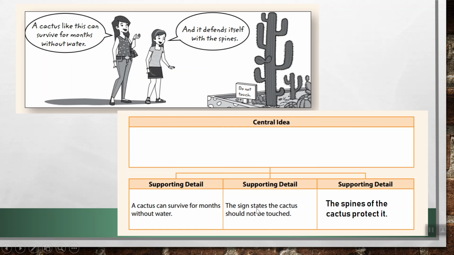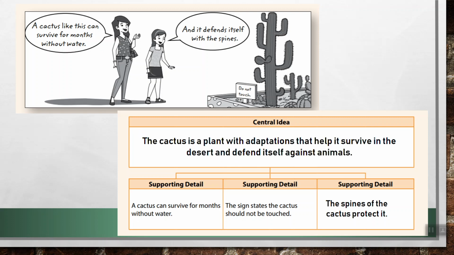When we put all those details together, we can come up with a central idea or the main reason as to why the author drew this picture. In this case, not an author, but an illustrator. Why the illustrator would have made this picture. I think the central idea is that the cactus is a plant with adaptations that help it survive in the desert and defend itself against animals.